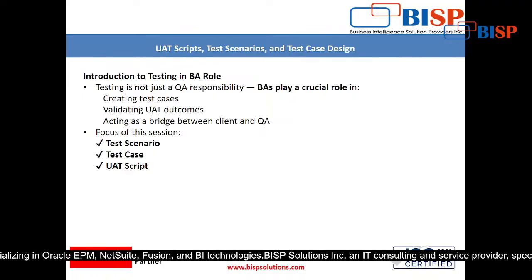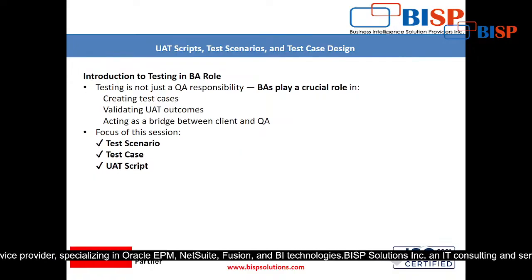Actually the above two, test scenario and test cases, are just like an Excel sheet, and the third, the UAT script, is a PPT. Now see here, testing is not just a QA responsibility. The BA plays a crucial role in creating test cases, validating UAT outcomes, and acting as a bridge between the client and quality assurance.